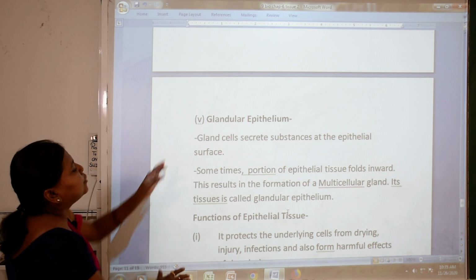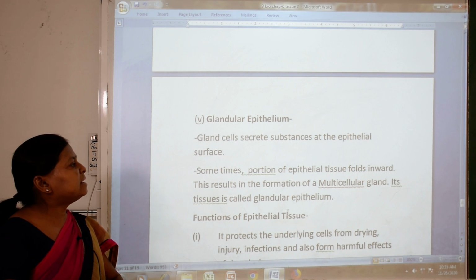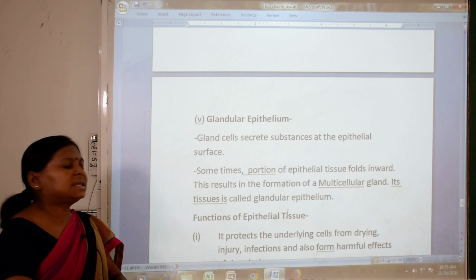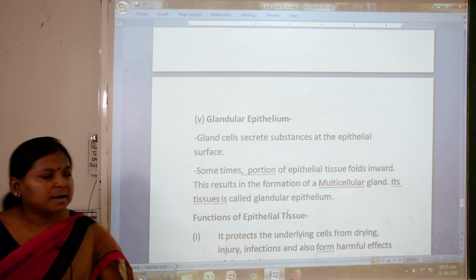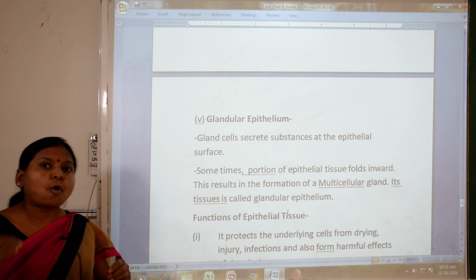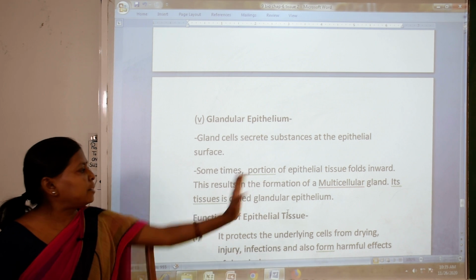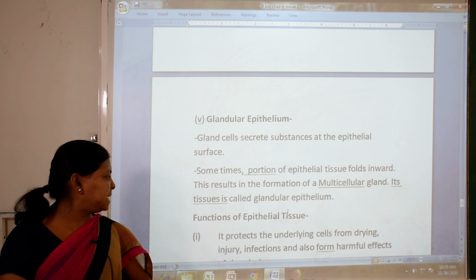Next one is glandular epithelium. Gland cells secrete substances at the epithelial surface. Sometimes a portion of the epithelial tissue folds inward, and this results in the formation of multicellular glands. This tissue is called glandular epithelium.